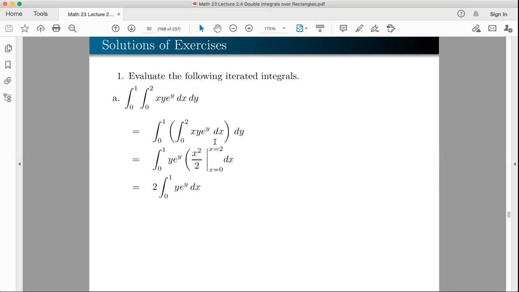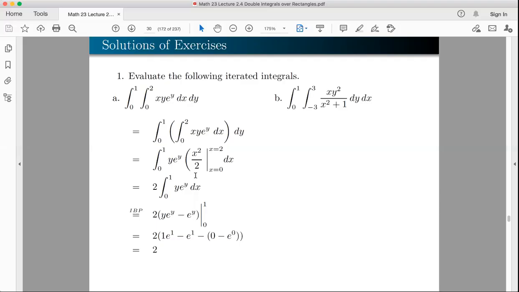And then for the outer integral, we will have to use integration by parts. Let u be equal to y and dv equals e to the y dy. Correction, this should be dy here, okay? So we get this expression there, and we have this expansion, and the answer is 2.